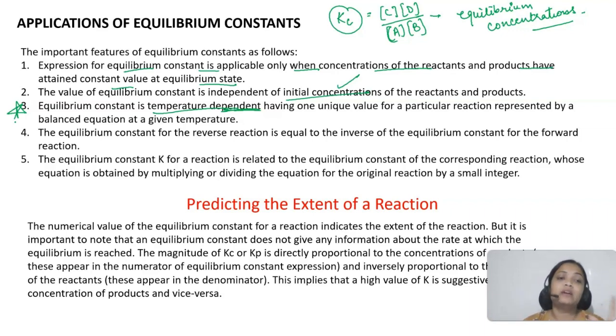Then the equilibrium constant for the reverse reaction is equal to the inverse of the equilibrium constant for the forward reaction. That's what we have discussed. Like if for the reverse reaction it's Kc dash, it will be 1 upon Kc.